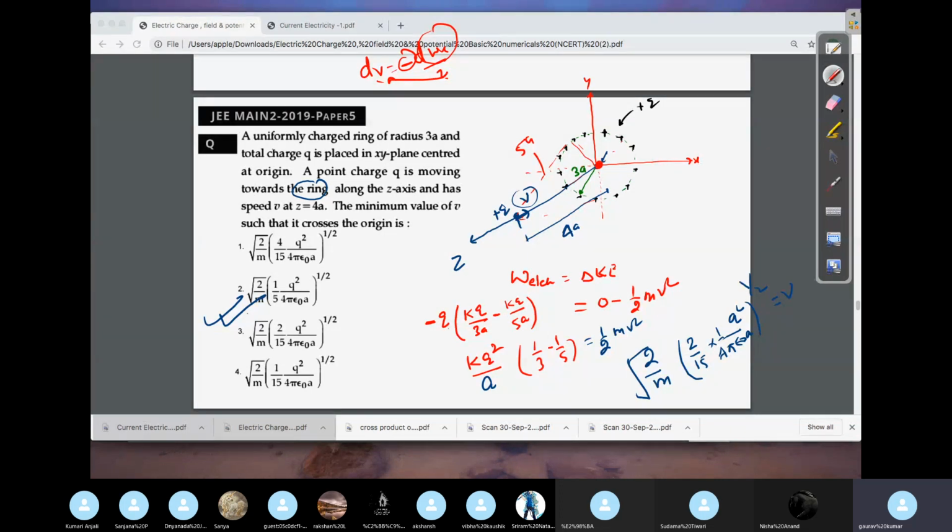At the center of the ring, all the charges are at equidistance, right? So I can apply the kQ net by R formula. So kQ net is this, R is 3a. And at the actual point, I told you kQ by, so final minus initial you can do. The charge that you have moved is Q with a minus sign, equals to half mv square. Final 0, initial is this. So you can solve it and you'll get the answer for the question. That simple as this.